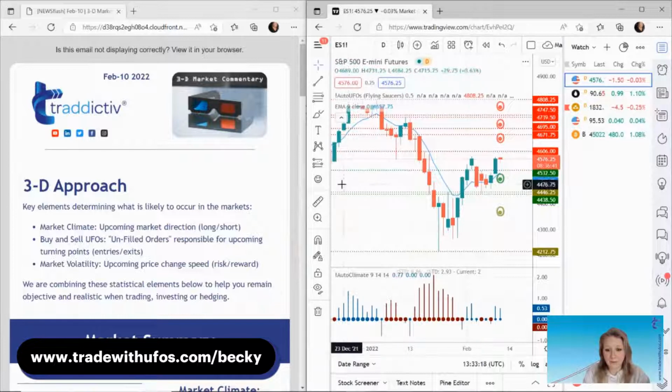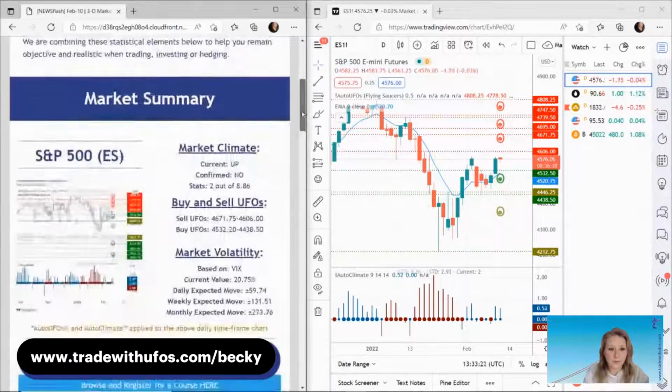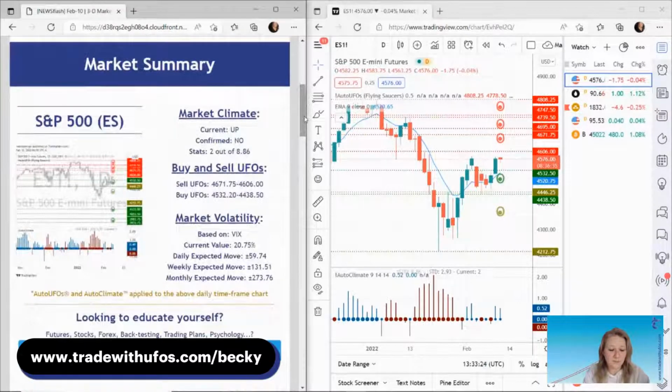Starting with the S&P 500, which we have in front of us here. If we scroll down on the document there so we can see the reference from the email we send out. At the moment, on the S&P 500, the top 500 US stocks, we have a thin dot on our Auto Climate telling us we don't have enough probability either way. This market doesn't know what it's doing yet.